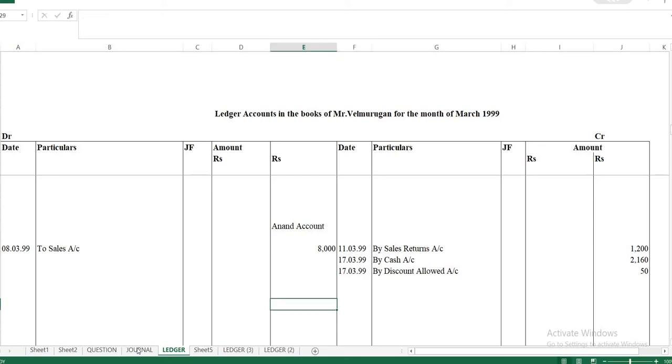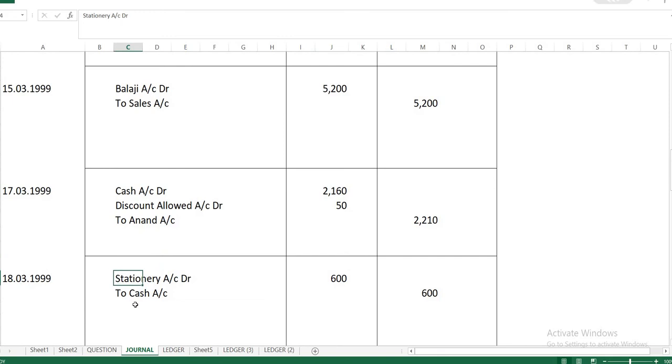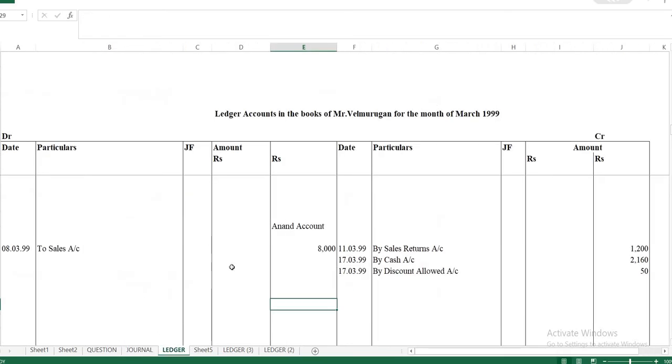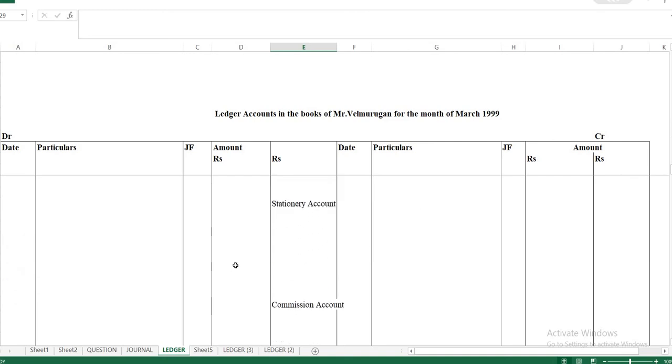Okay. So moving to the next one, stationary to cash. When posting stationary account, to cash account on the debit side. Cash account we already created. So in cash account, by stationary account, on the credit side we have to mention. So stationary account to cash account, first we can enter on 18th. The amount is 600. So where is the stationary account, you just see. So here it is, stationary account to cash account.